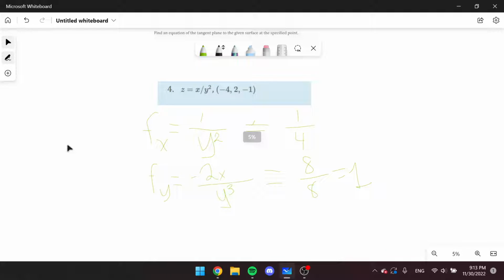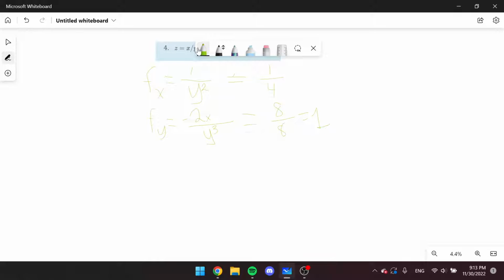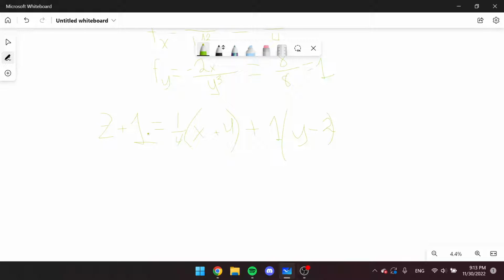So you're pretty much done now. All we have to do is plug it in to our 3D point slope form. So that would be z plus 1 is equal to 1/4 times x plus 4, plus 1 times y minus 2. And that should simplify pretty nicely. Let's see. Z is equal to... That's pretty bad. Okay.